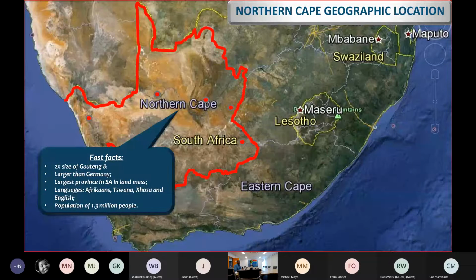Just a quick overview: our land mass is substantial. We are twice the size of Gauteng, which is basically our economic hub, in the Northern Cape. We are larger than Germany, with 33% of South Africa's land mass, and our population, due to migratory and industry terms, varies between 1.3 and 1.35 million people.